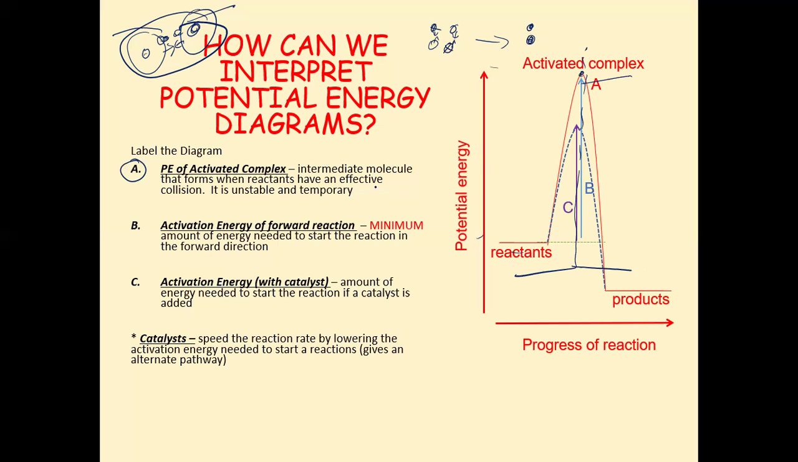You see these molecules, an intermediate molecule that forms when the reactants have an effective collision. It is unstable and temporary because it can fall anytime. So this activated complex is when these molecules are now at that level to say they can form the product. Like everything is perfect now. And therefore, immediately when they reach the activated complex, energy drops fast. And then we get the products that we are actually looking for.